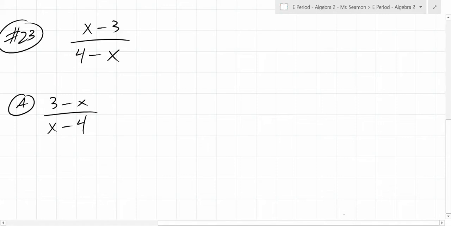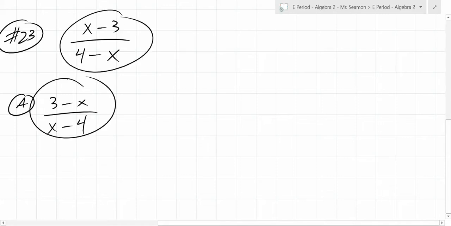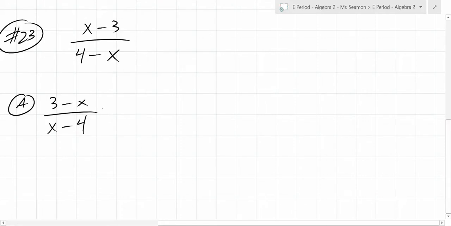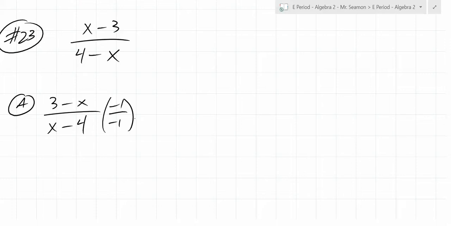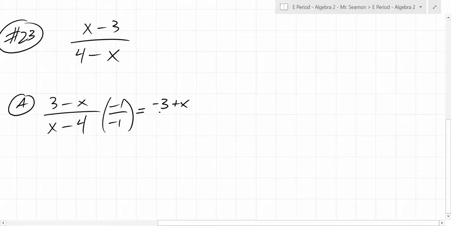Is that the same thing as the original? Is this the same as that? Well, let's check. Could I multiply the top and the bottom by -1 if I wanted to? -1 over -1. Have I changed the value of it if I multiply by -1 over -1? Why am I allowed to multiply by -1 over -1? Because it's the same as multiplying by 1. Correct. So if I multiply by -1, what do I get on top? -3 plus x over what? -x plus 4. And what's that equal to? X minus 3 over... Oh, it is the same thing.